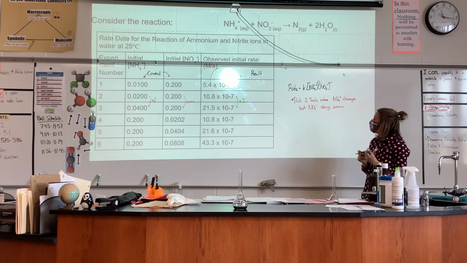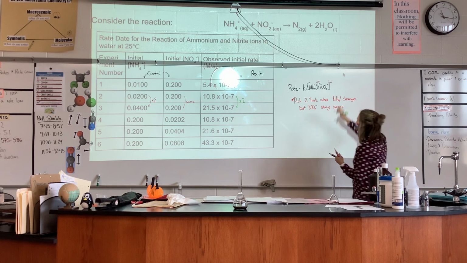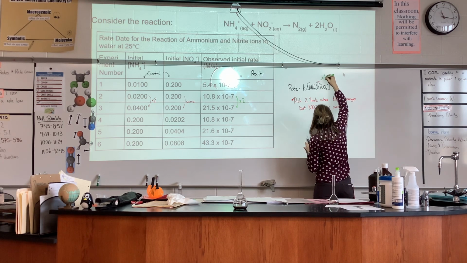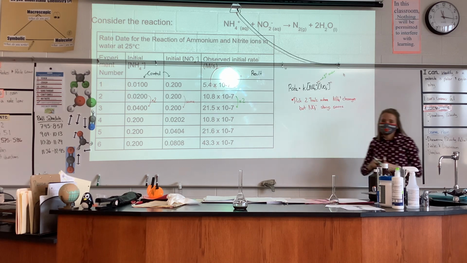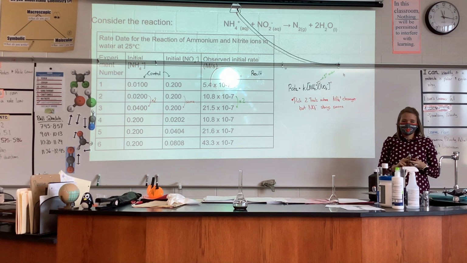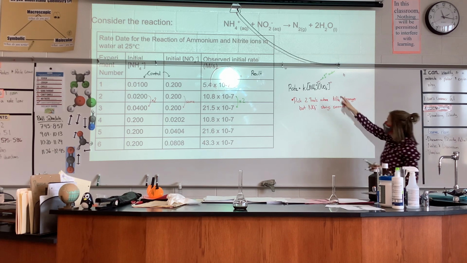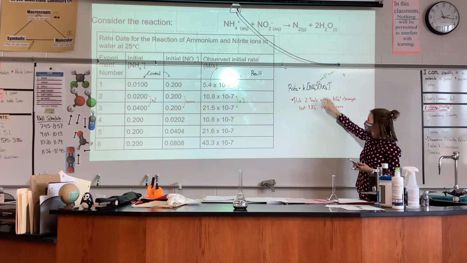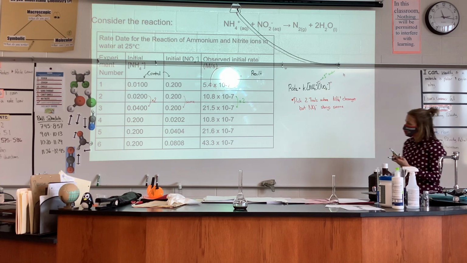Okay, which tells me that M is first order. Because the concentration doubled, the rate doubled, so it's a first order relationship. Okay. Good so far? Okay, so now to find N, the opposite. So someone pick 2 trials for us.